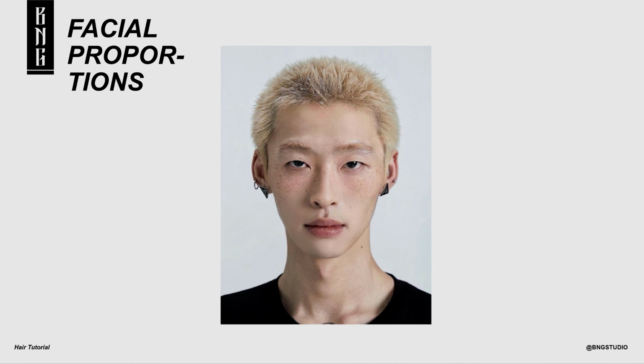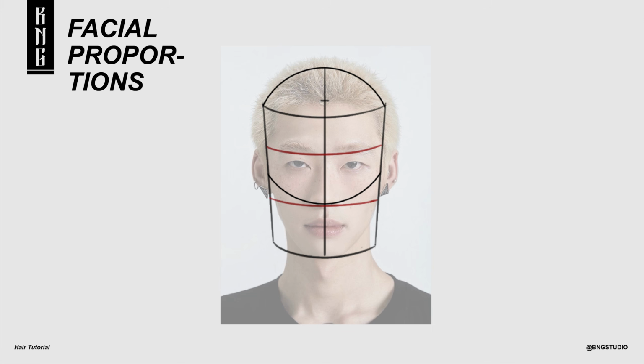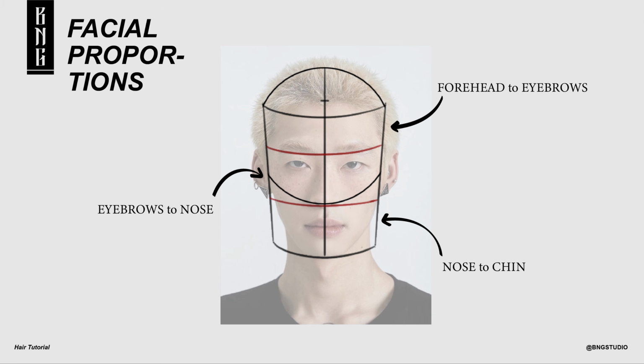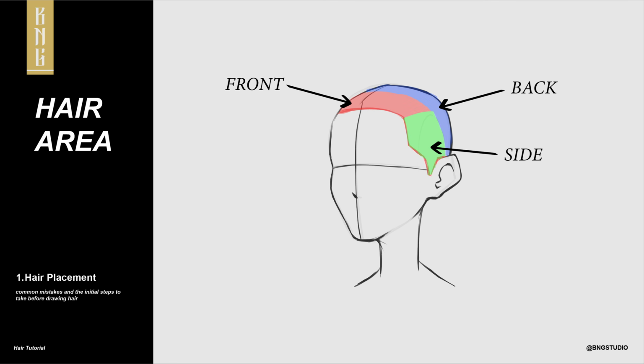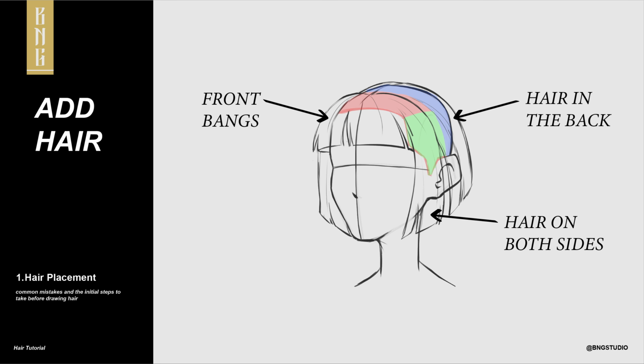The face can be divided into 3 approximately equal parts: forehead to eyebrow, eyebrow to nose, and nose to chin. Through that, we can determine the hairline located in this red line. Now divide the head into 3 areas: front, side, back. Add hair to get front bangs, hair on both sides, hair in the back.